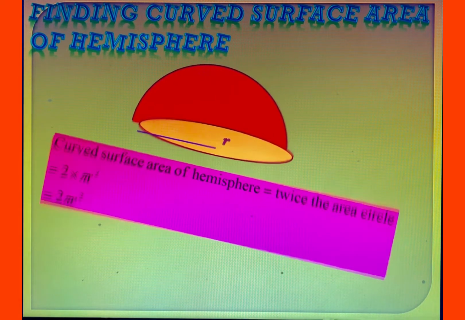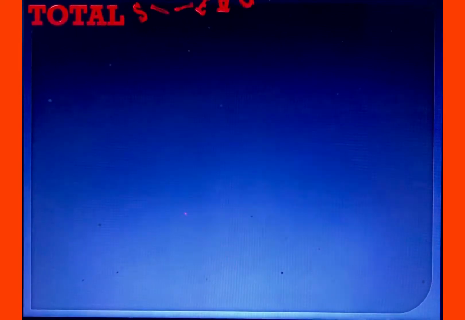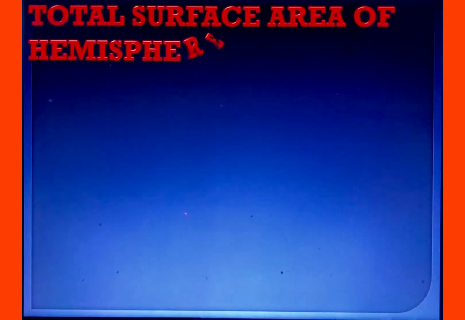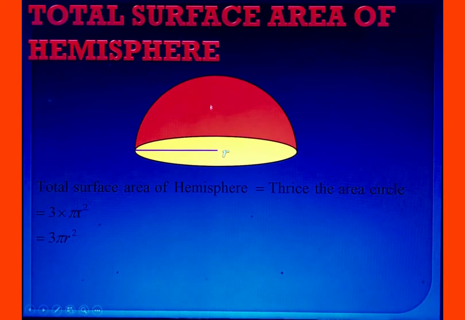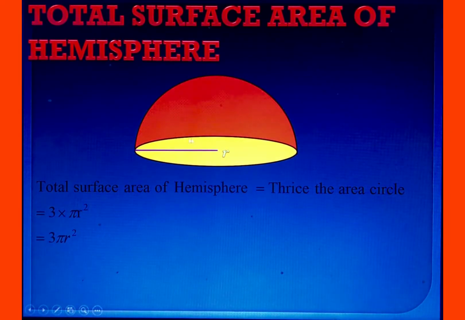But how can we find the total surface area of hemisphere? Yes dear, you know that this red part is known as curved surface area of sphere. This red part is the curved surface area, and the yellow part, this is a circular part. If we add these two parts, then we will get the total surface area of this hemisphere.